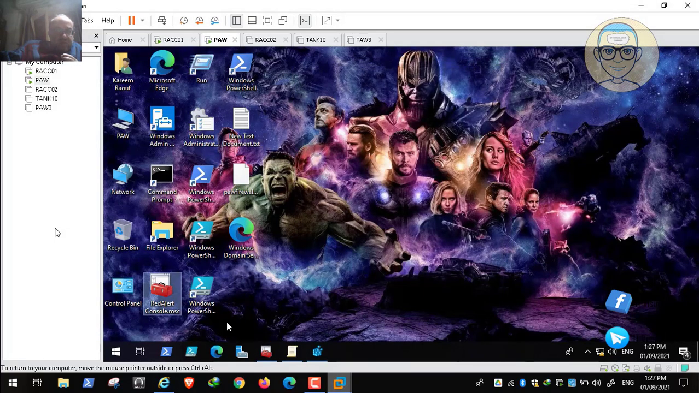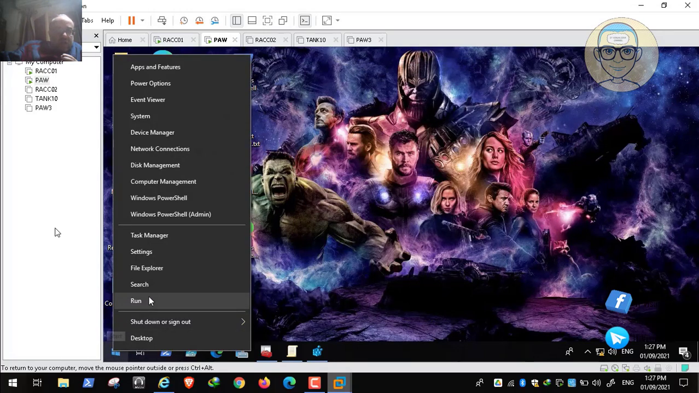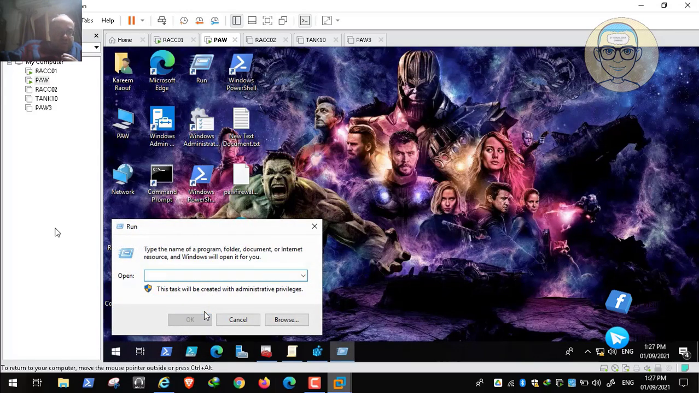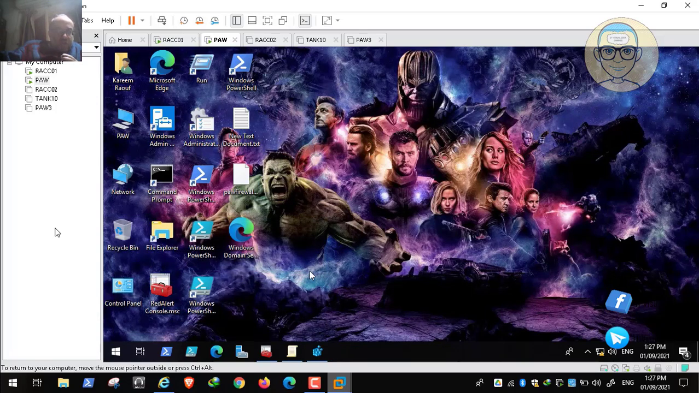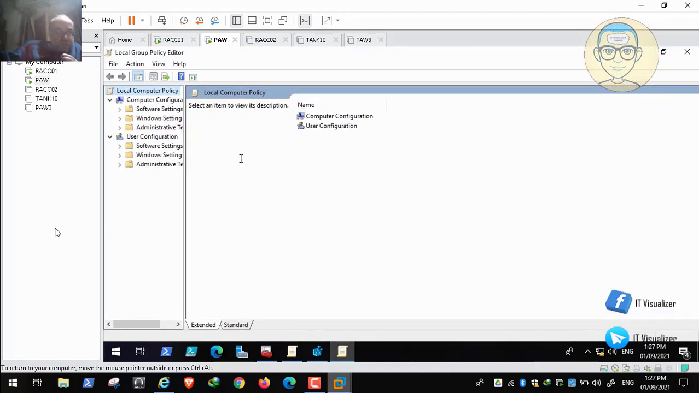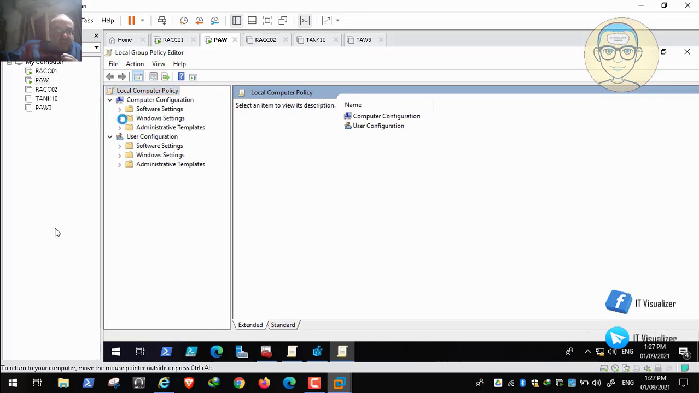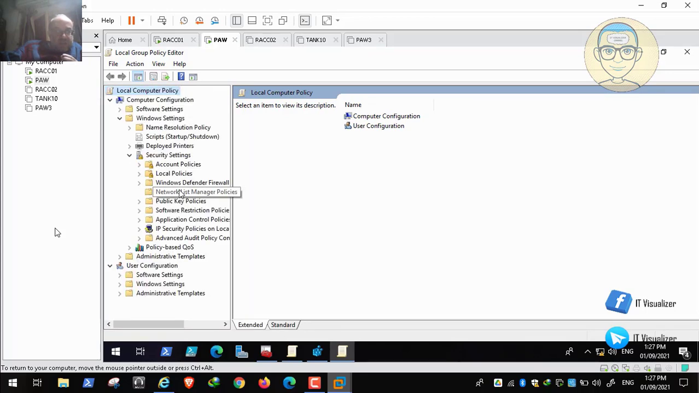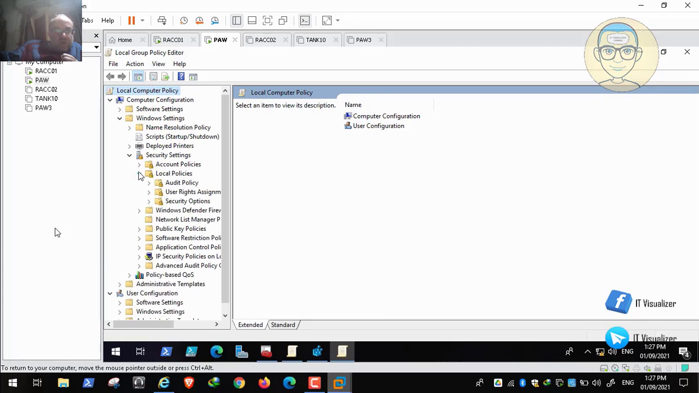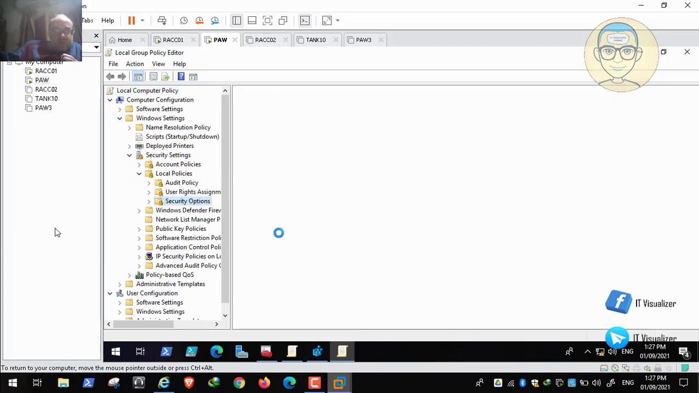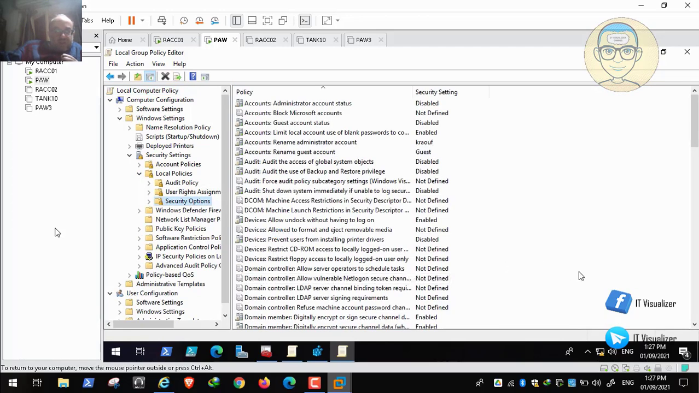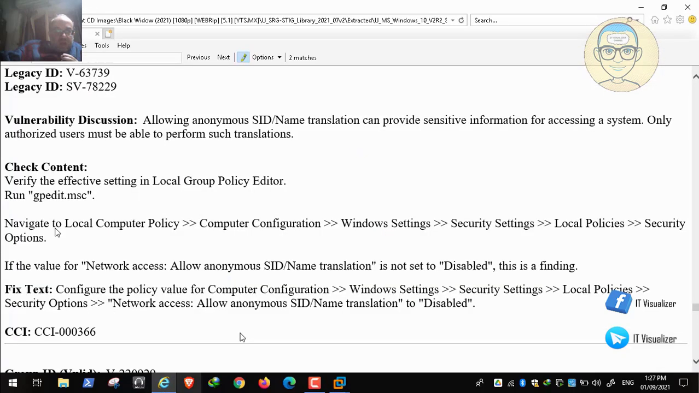We can make it from here, or you can check the local group policy. Anyway, the local group policy will be applied, or we will make an Active Directory group policy to change the local group policy on any machine. Anyway, this is the local group policy. If we go and see the Windows setting and then security setting and then local or security options, let's see here if this option is enabled. Allow anonymous SID name translation to disable.